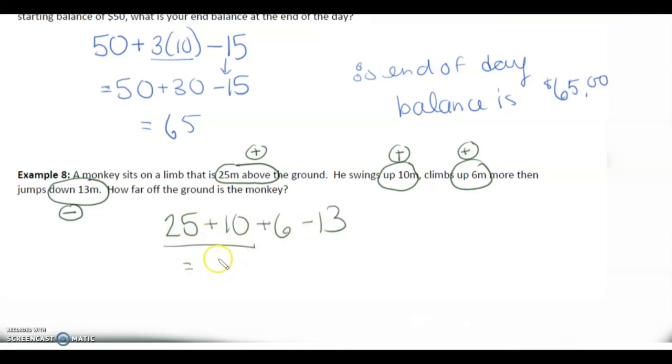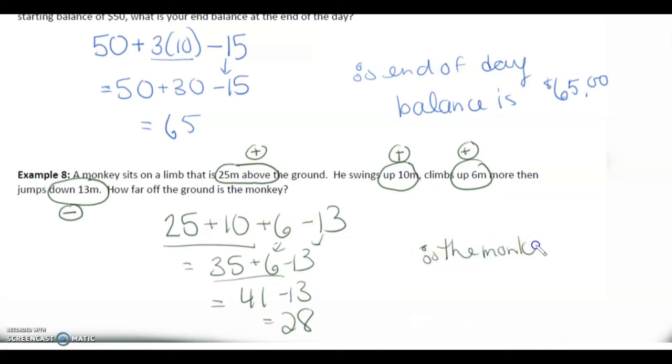So 25 plus 10 is 35. Bring down plus 6 minus 13. 35 plus 6 is 41. Okay, minus 13. I get 28. So therefore, the monkey is 28 meters off the ground.